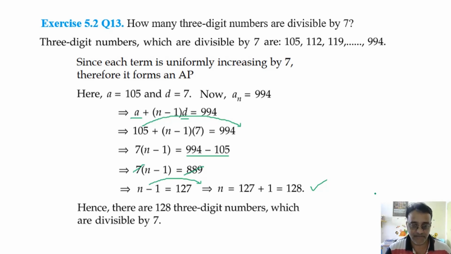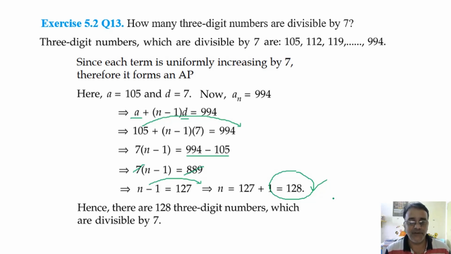This type of question may be asked in combination with the sum of n terms. Listen carefully to the question I am saying. Find the sum of all the 3-digit numbers divisible by 7. You got my question? There, first we have to find n using this formula, then again use the sum of n terms formula. So such a question can also come directly.